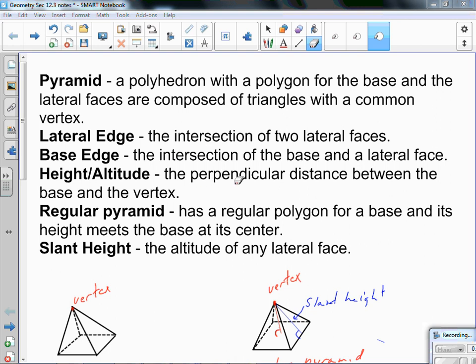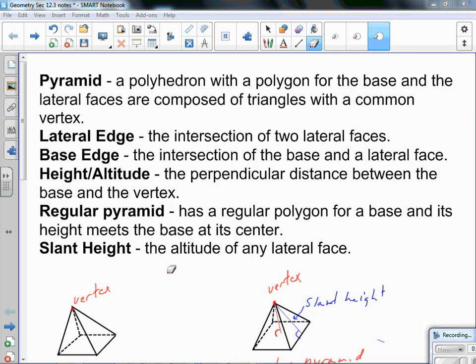Lateral edge is going to be the intersection of two lateral faces, so where two of those triangles come together is going to be a lateral edge. The base edge is the intersection of the base and a lateral face, so where one of the triangles and the base come together is a base edge. The height or altitude is going to be the perpendicular distance between the base and the vertex. So from the vertex to the base at a perpendicular intersection or right angle would be the height or altitude.